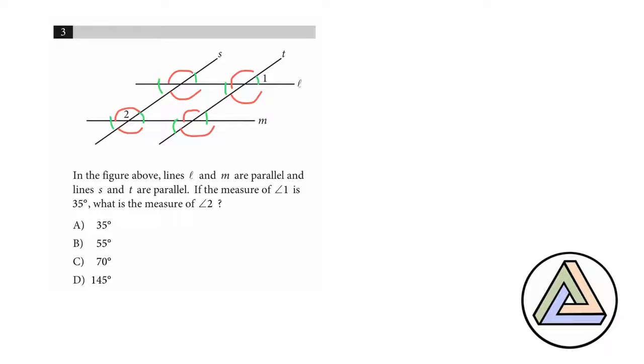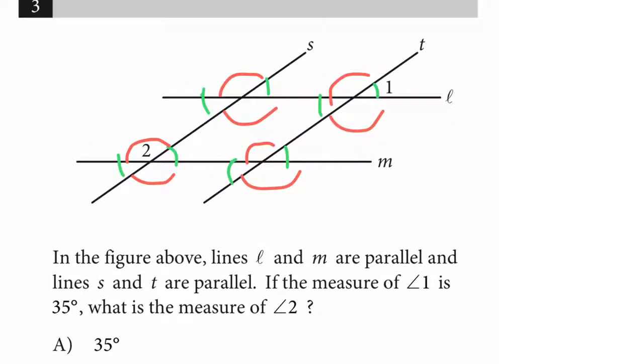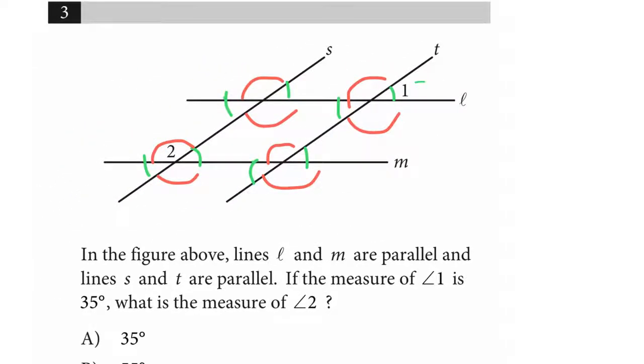Nonetheless, if the measure of angle 1 is 35, well, that's right here. You might as well label it, right? And by the way, if that's 35, then of course we know that all of the angles in green are 35, including that one. I'm just going to pause it there for a second.